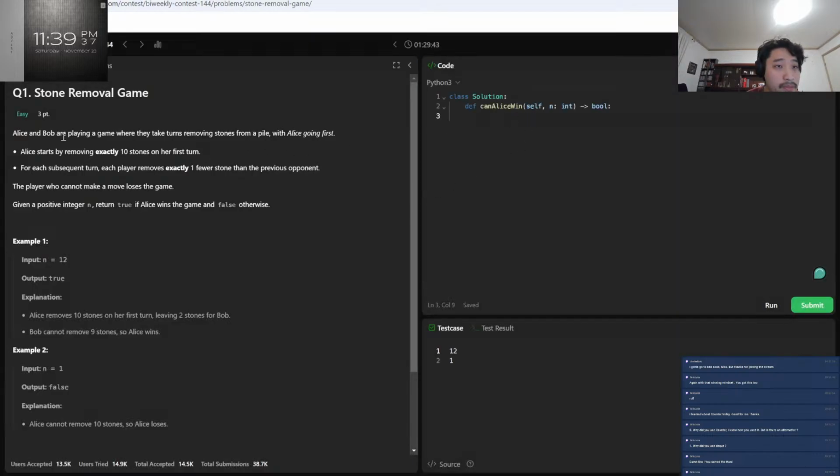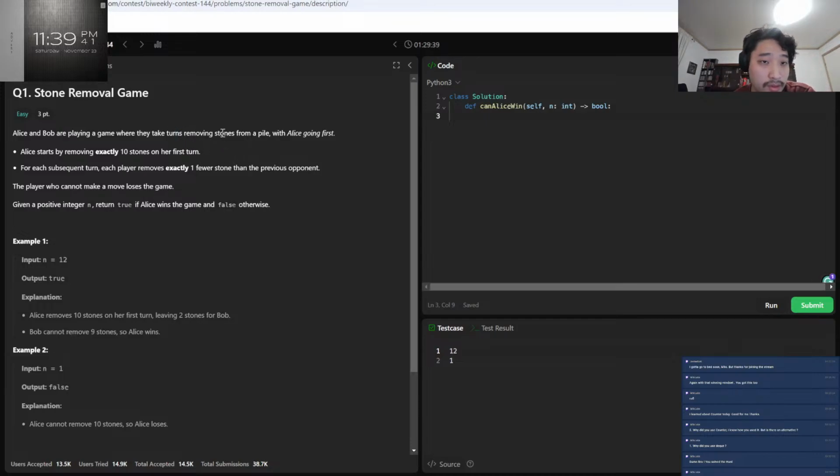submission. Yeah, okay. Alice and Bob are playing a game where they take turns to remove stones from a pile. Exactly 10 stones on the first turn. For each turn, remove one fewer stone than the previous. Someone who cannot make a move exactly one fewer stone than the previous loses, given optimal play.